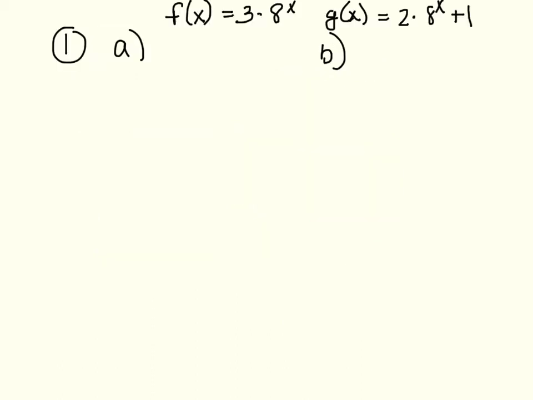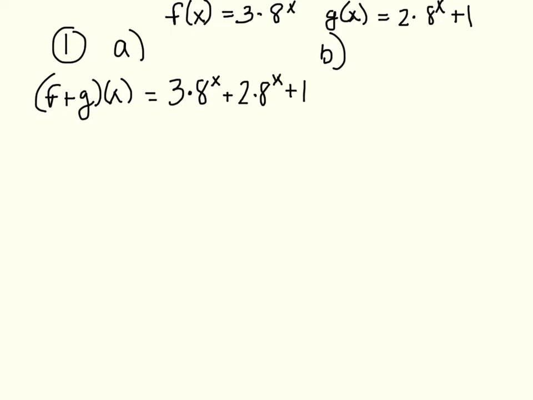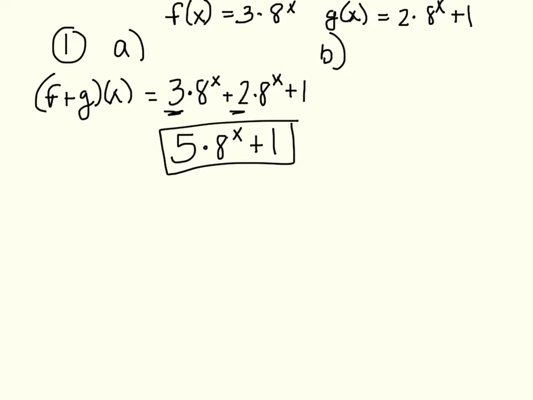1a and b. In the practice section on page 338, we have to find the sum or difference of the two functions listed for f of x and g of x. A, it says to add them together. So f plus g of x, we're just going to add them together. 3 times 8 to the x plus 2 times 8 to the x plus 1. All I do is add these. 3 plus 2 would be 5 times 8 to the x plus 1 comes down. There's my answer. Adding them together, you would get 5 times 8 to the x plus 1.